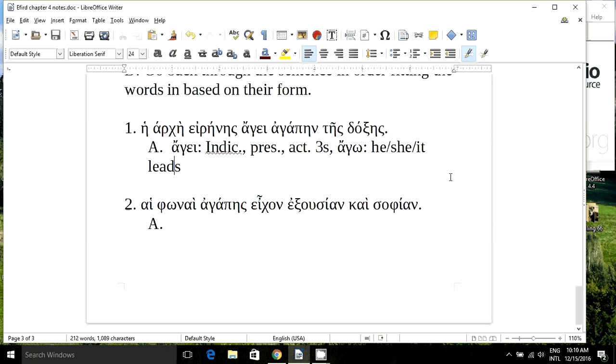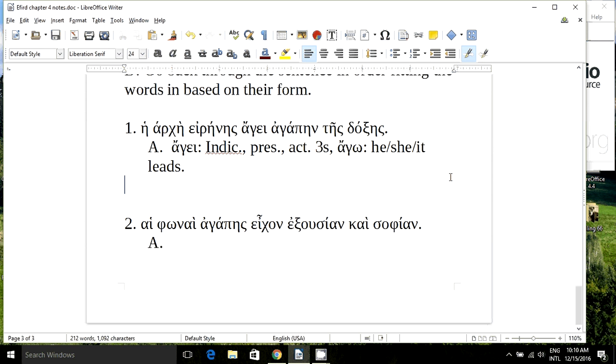Okay. So that's my sentence so far. He, she, or it leads. Let's do B. Is there a nominative to serve as the subject? Where is there a nominative? Es, that's a genitive ending. En, that's an accusative ending. Es, that's a genitive ending. He arche, there it is. That's a nominative ending. So yes, I have a nominative.